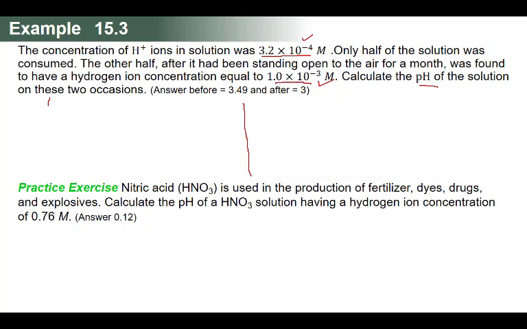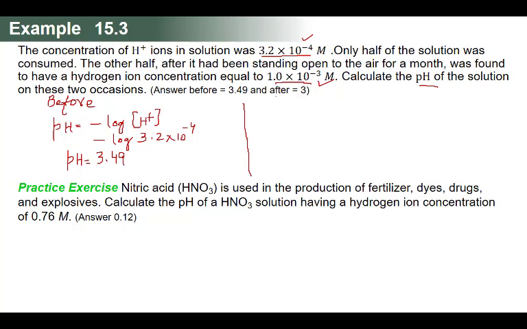So we say before, the concentration of hydrogen ion is 3.2 into 10 raised to the power minus 4, and he's asking you to calculate the pH. So the formula of pH is pH is equal to minus log hydrogen ion concentration. So minus log of 3.2 into 10 raised to the power minus 4. The answer is pH is equal to 3.49.